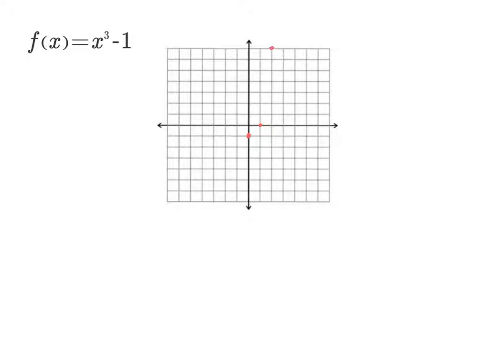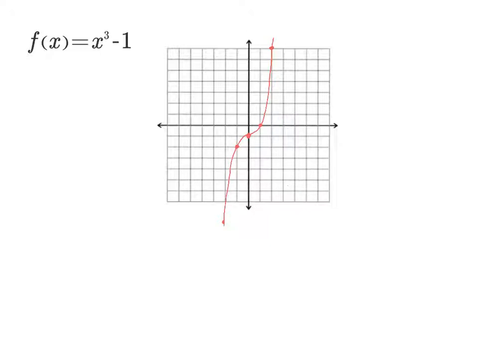That's going to be here, and then it's going to go over left 1, down 1, because negative 1 cubed is still negative 1, and then left 2, down 8. So that's going to be down here. So my graph is going to look something like this.